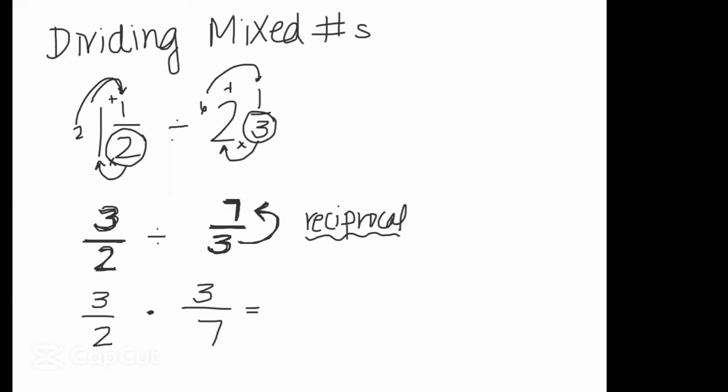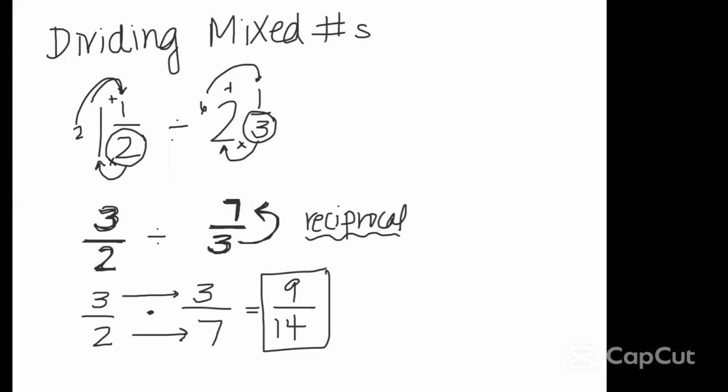How do we multiply fractions? Straight across. 3 times 3 is 9. Oops. 2 times 7, 14. So okay. 9 over 14 is my answer.